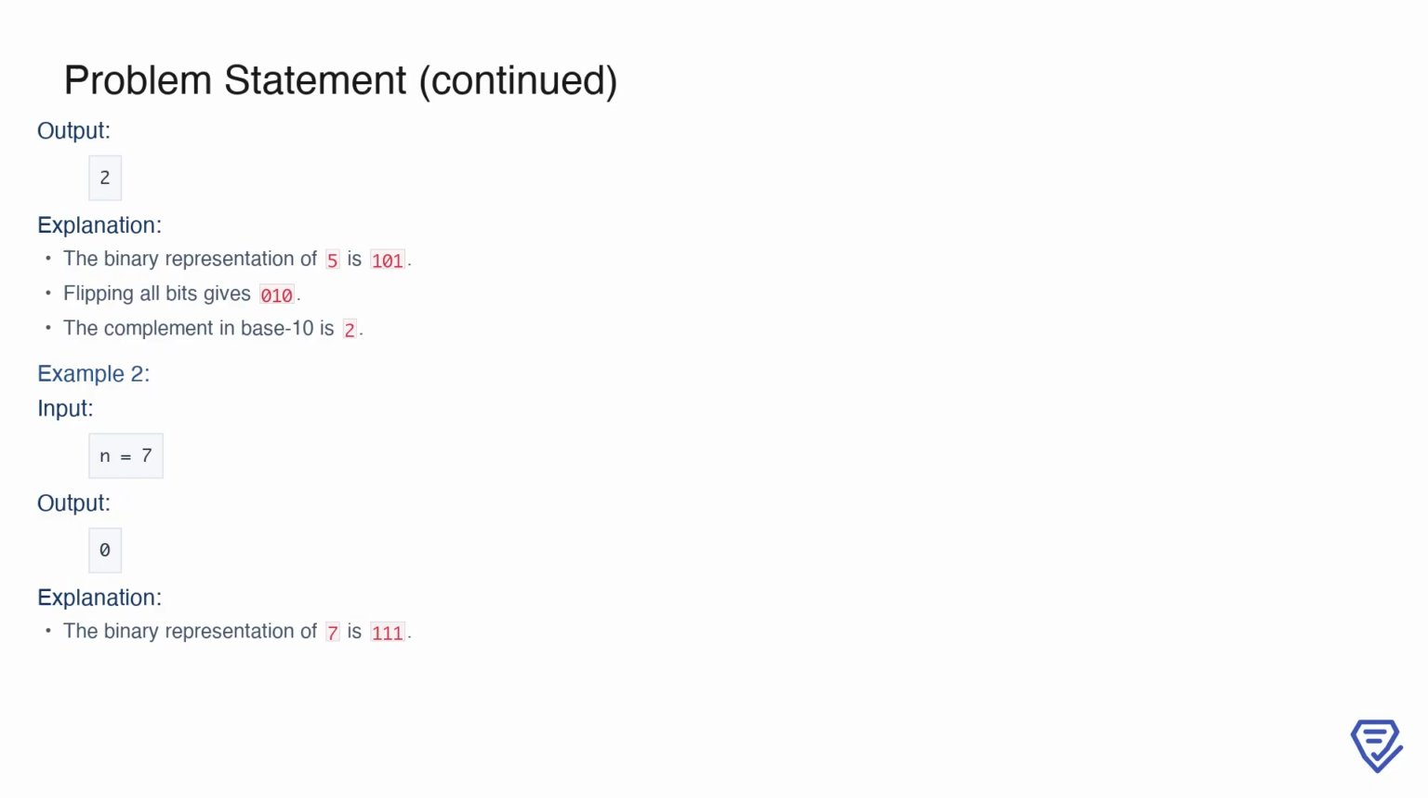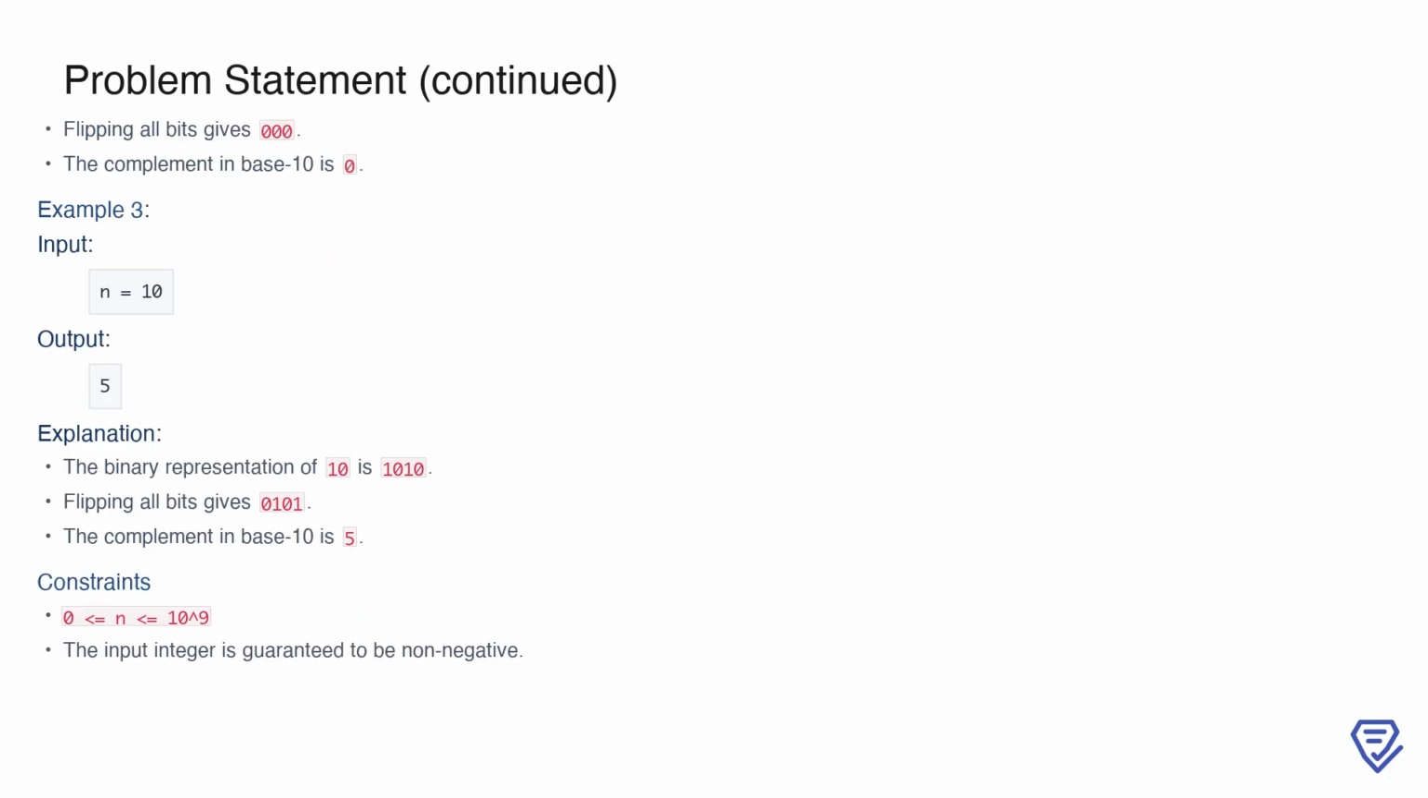Another example is n equals 7. The binary representation of 7 is 111. Flipping all the bits gives 000, which is 0 in base 10. Therefore, for an input of 7, the output is 0. Let's look at a third example, n equals 10. The binary representation of 10 is 1010. When we flip all the bits, we get 0101. This binary number corresponds to 5 in base 10. So, for an input of 10, the function should return 5.